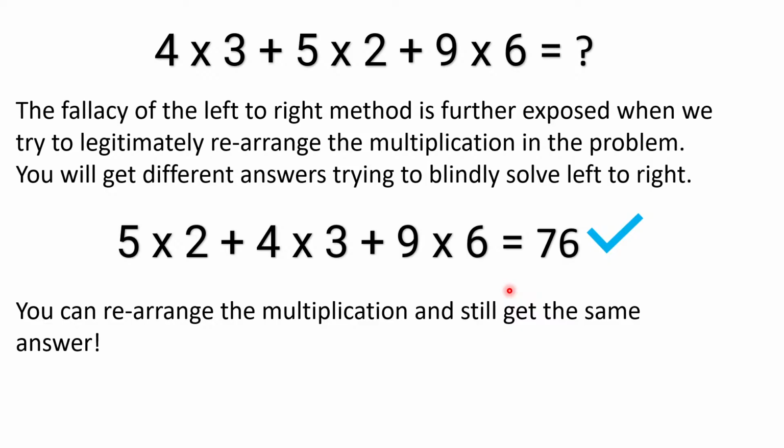But here, if you've got this problem and I rearrange the multiplication around, if I put the 5 times 2 here, and the 4 times 3, and the 9 times 6, I'm still going to get the answer of 76, right? Because of the order of operations. It doesn't matter what order I rearrange these in. As long as it's 5 times 2, as long as it's 9 times 6, and as long as it's 4 times 3, it doesn't matter in which order I put those and then add them up.